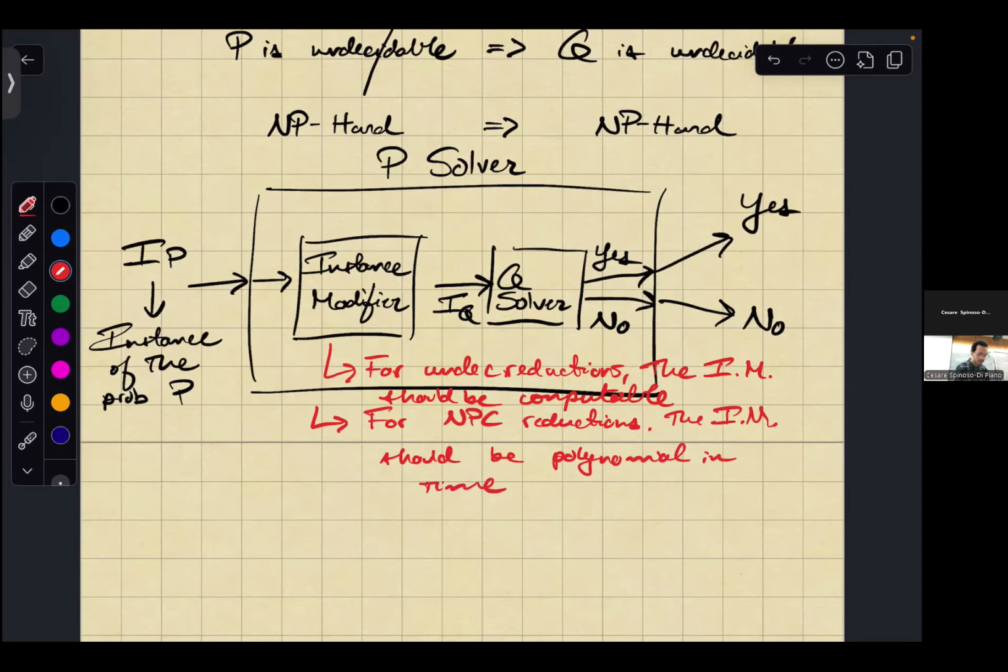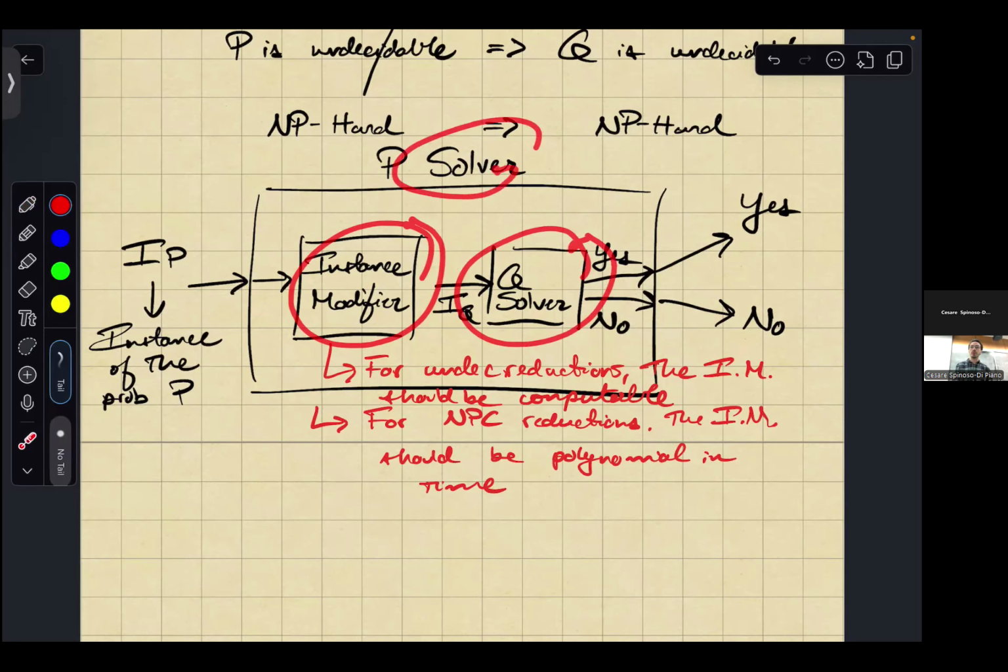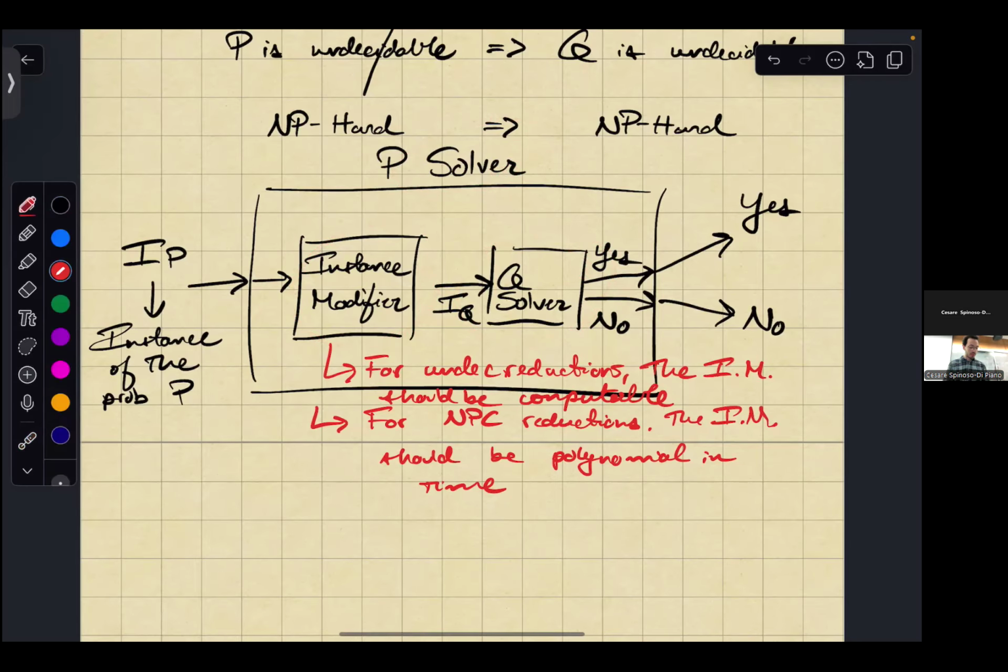Why? Because if this is polynomial in time, and if the Q solver were polynomial in time, then the reduction would show that I can solve problem P in polynomial time, just because if you compose two polynomial time solvers, then you still have polynomial time. Well, not necessarily if you compose, but if you have an additive sort of thing, then it's polynomial. Okay, so this is the blueprint.